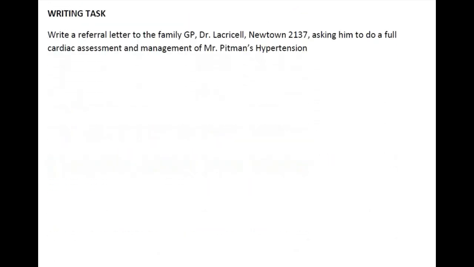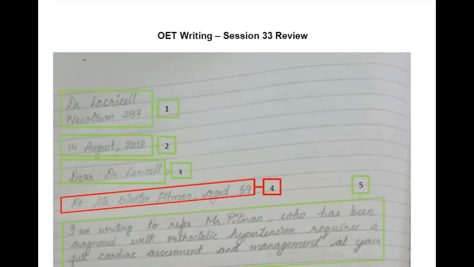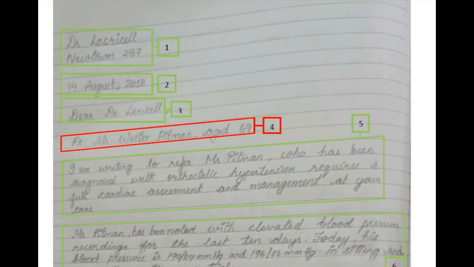Now let us see how we can write a letter with the help of a sample letter written by a candidate from India. The address, date and salutation written by the candidate are correct. Moving to the reference, the writer could have written it better. While writing reference, we don't have to write the word aged. Instead, we can simply say 69 years. So we can write the reference as RE, then place a colon and write Mr. Walter Pittman, 69 years.